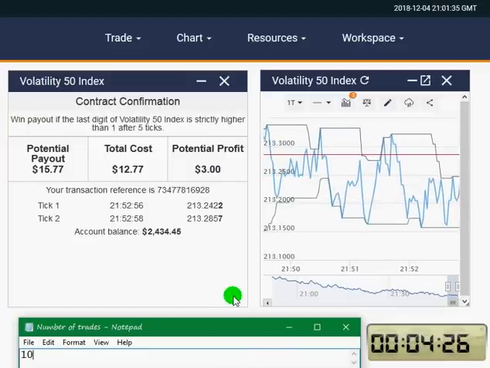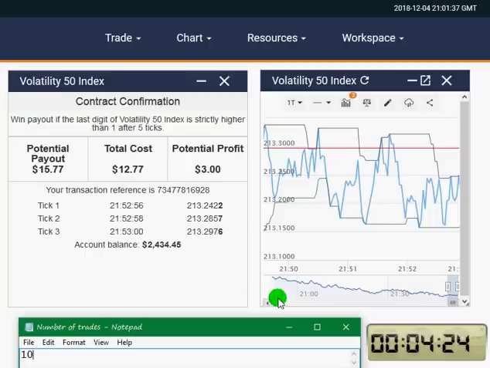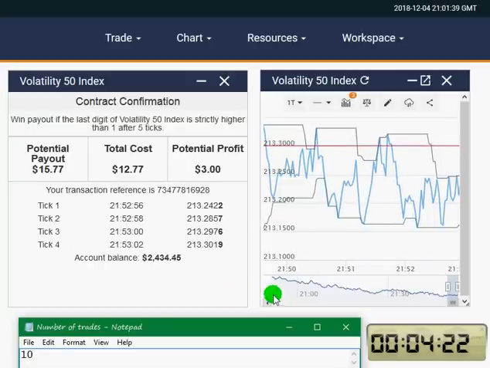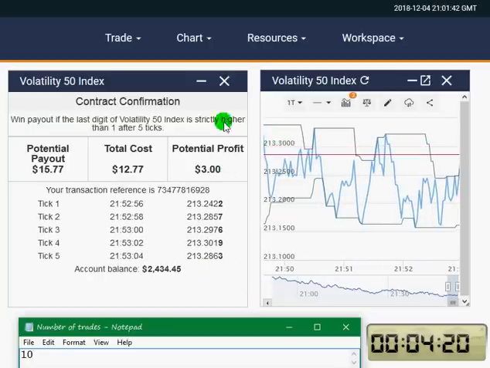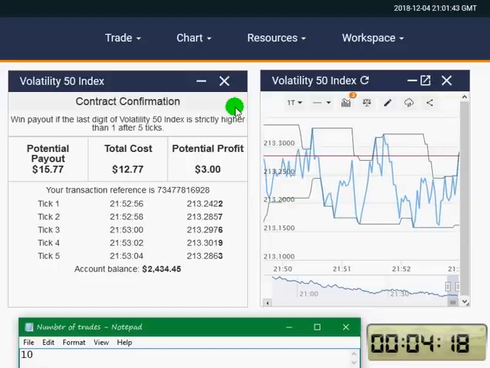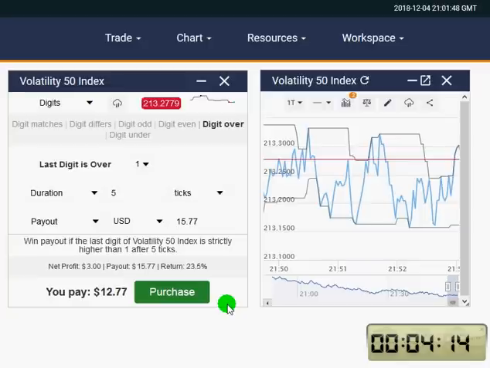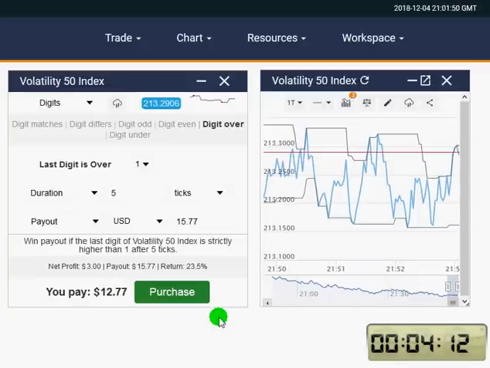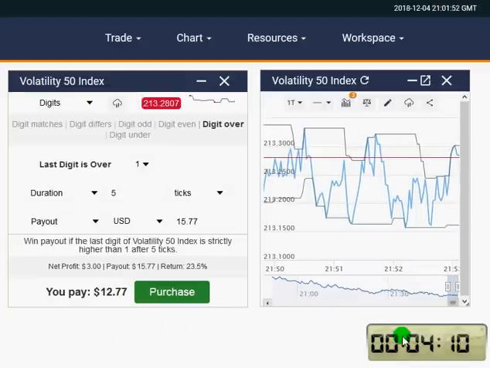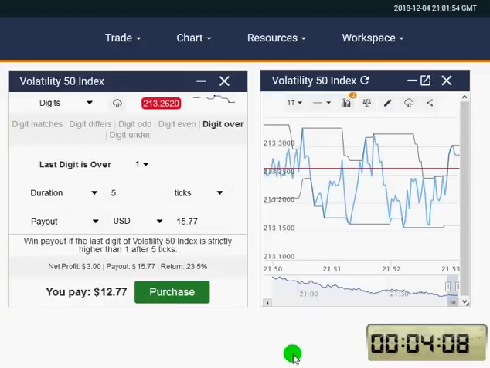So let's wait for the final result. You can see we won all the 10 trades. So in this trading section, we made 30 USD. If we check the account balance, what we started with and what we end with, we made 30 USD. Thanks for watching. Bye.